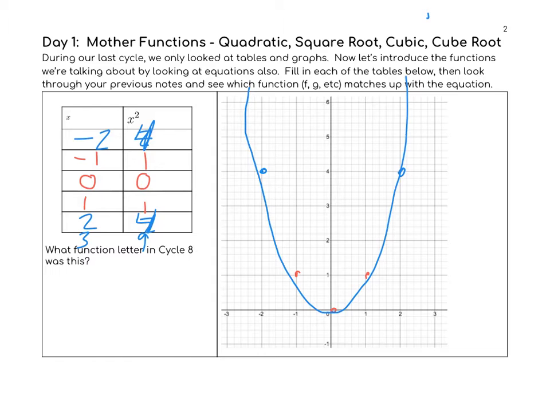And from Algebra 1, you remember these are called parabolas. This is a quadratic function. It comes from the Latin for a word meaning to square something. And in terms of cycle 8, if you look at your graphs, you can see this matches up with f of x.